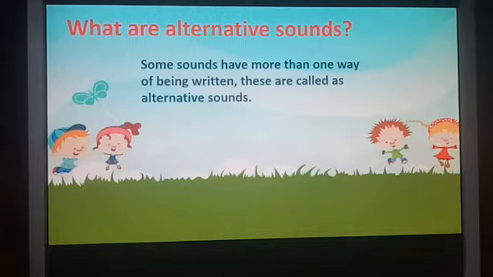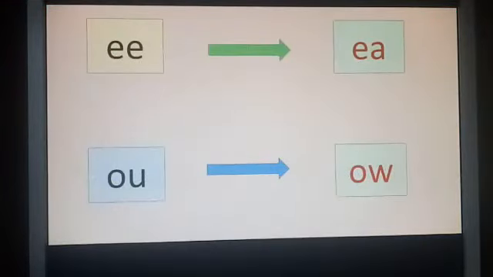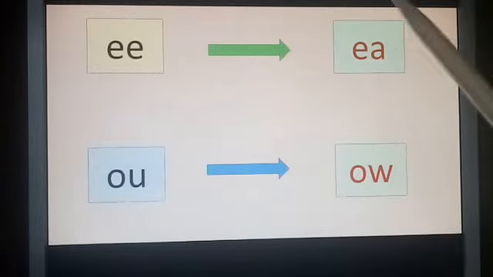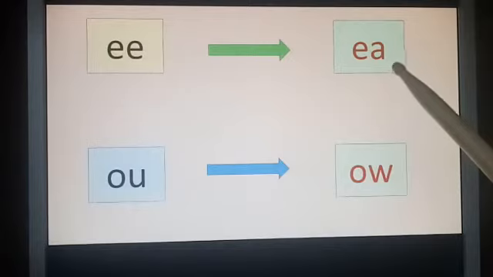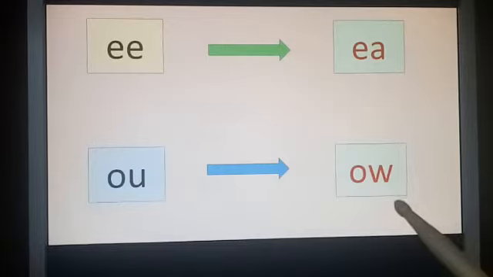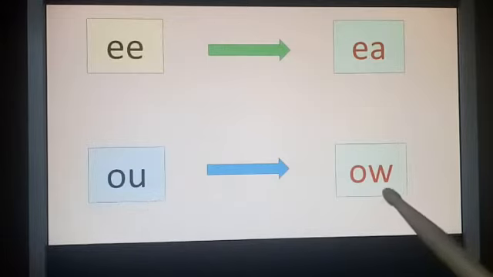While writing colors, I have taught you a few alternative sounds. If you remember, EE is a long vowel and it has an alternative, EA, and the digraph OU has an alternative of OW. OU makes the OW sound and OW also makes the OW sound. Now let us see a few words.